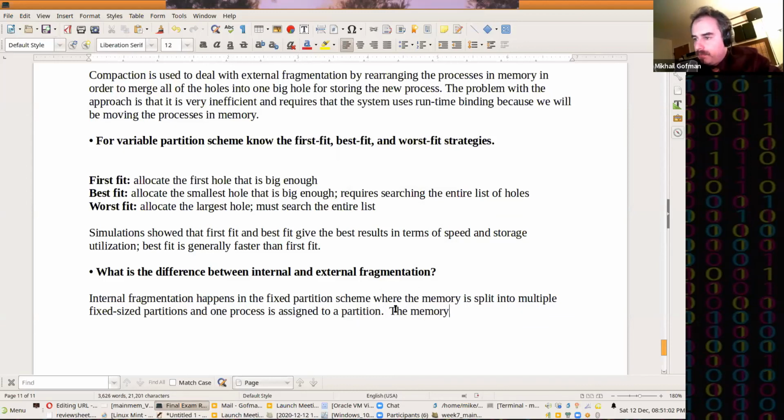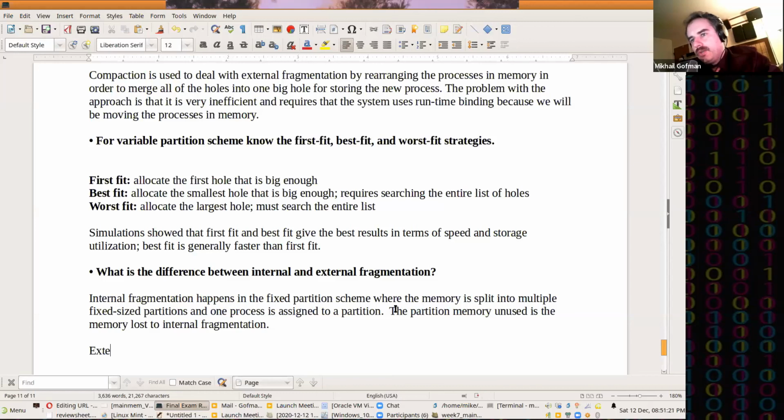The partition memory unused is the memory lost to internal fragmentation. Okay.